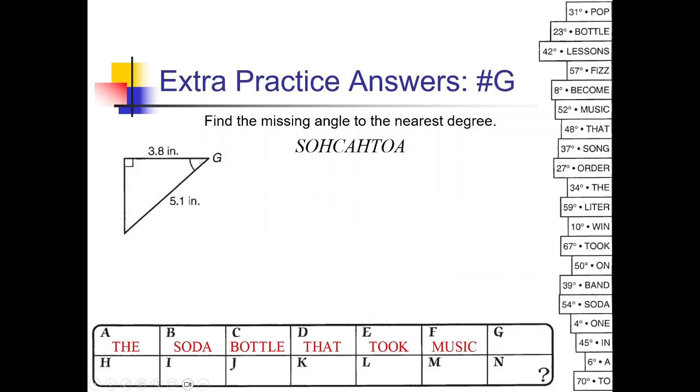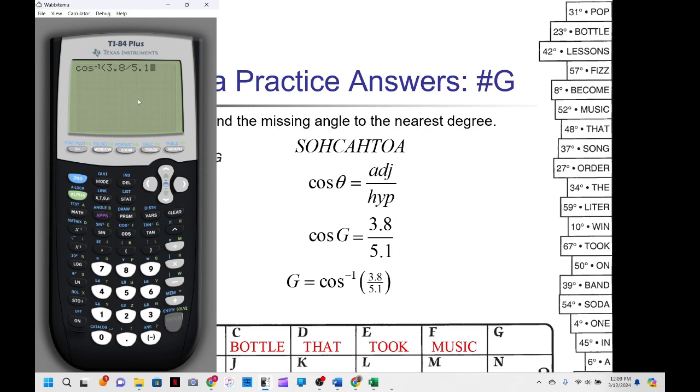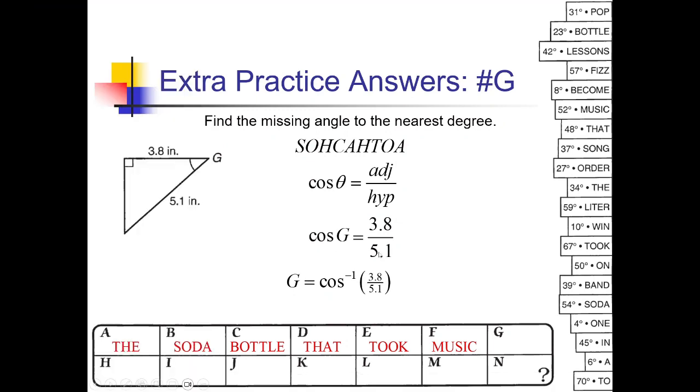For this one, we have the adjacent side. It's the non-hypotenuse side that's touching the angle G here. We also do have the hypotenuse. Adjacent, hypotenuse, that's cosine, adjacent over hypotenuse. So cosine of G equals adjacent side 3.8 over hypotenuse 5.1. And I need cosine inverse of all that, 3.8 over 5.1. And if I plug that in, that's going to be about 42 degrees, the meaning of life right there. So 42, that's going to be lessons.